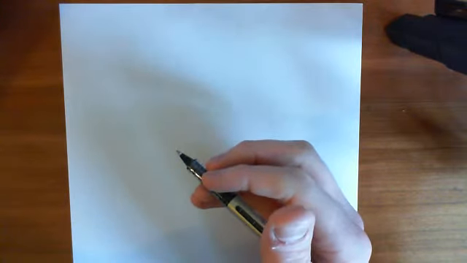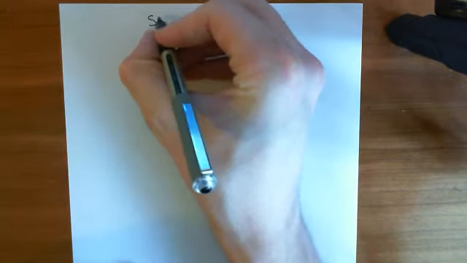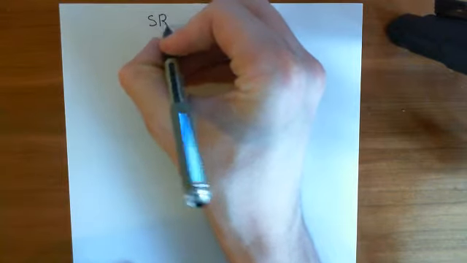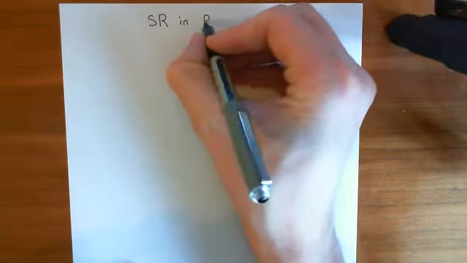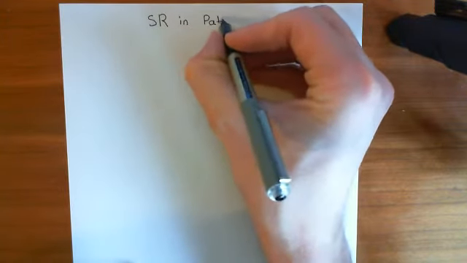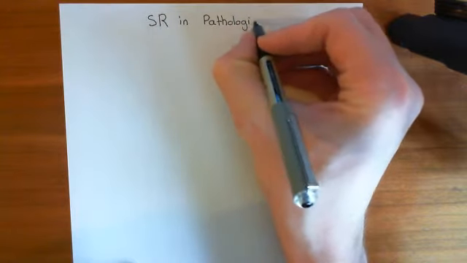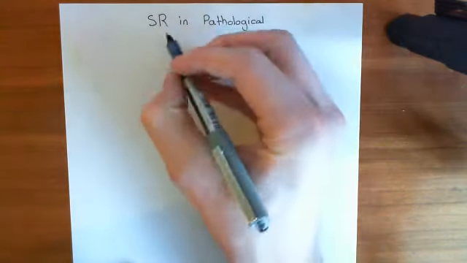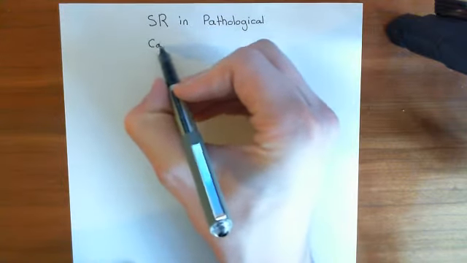Okay, so welcome to this next video in the playlist on the heart. In this video, what we're going to do is look at the role of the Sarcoplasmic Reticulum, or the SR, in pathological cardiac hypertrophy.